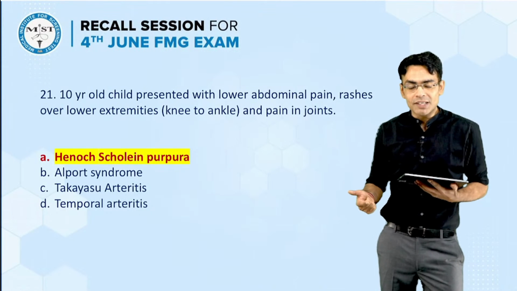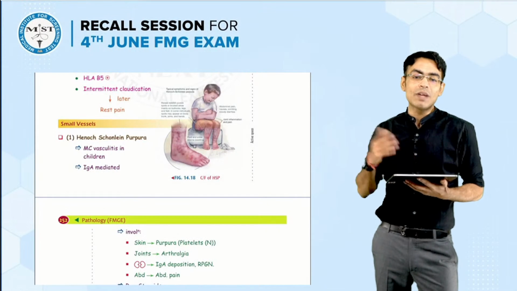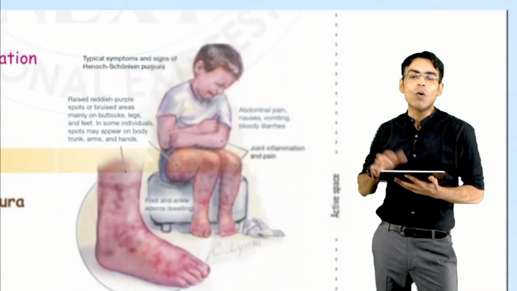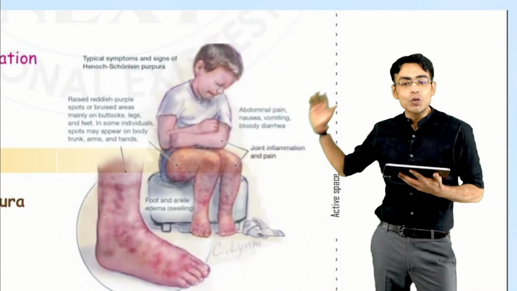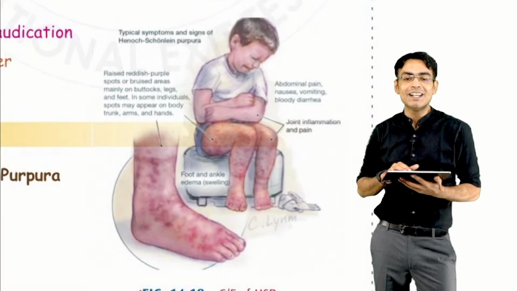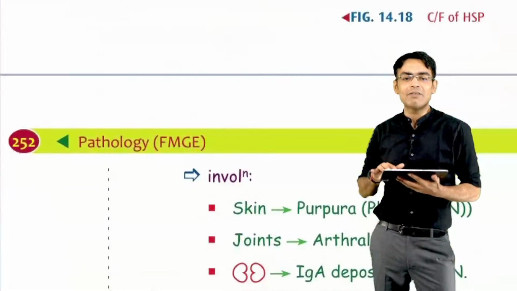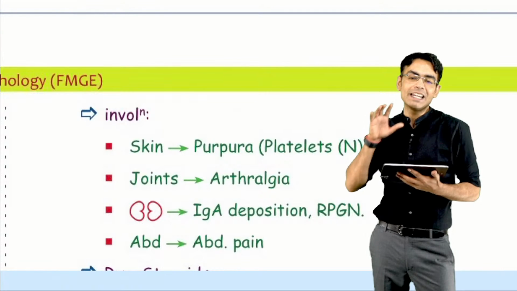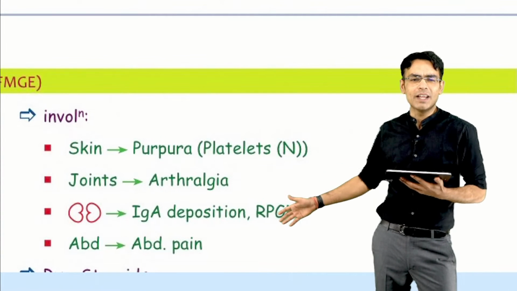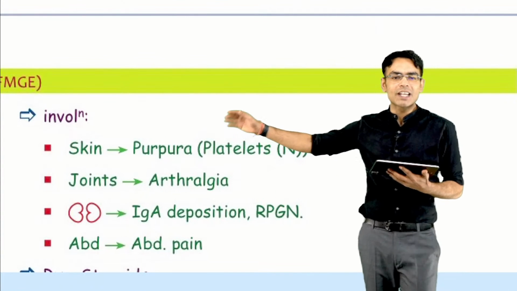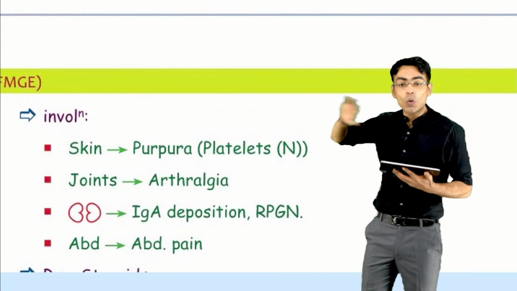Secondly, IgA deposits are seen in Henoch-Schönlein, and we have discussed that the child has all these features. This is the image which I have shown you and I have told you: learn this image, a very important image for your exam. And we have discussed that inside Henoch-Schönlein purpura, all this would be there. On the skin you will see purpura, but there will be no thrombocytopenia.